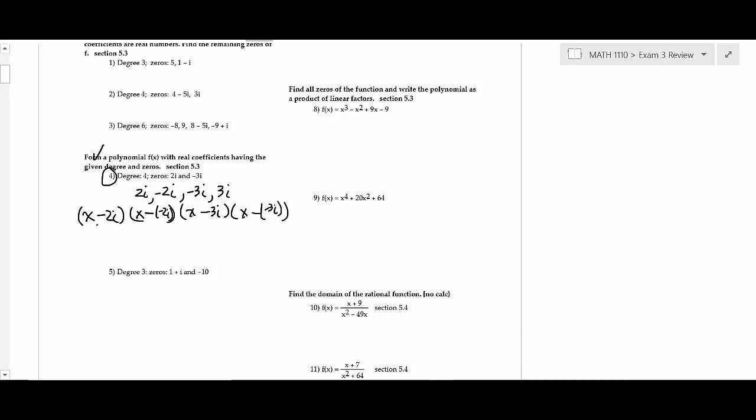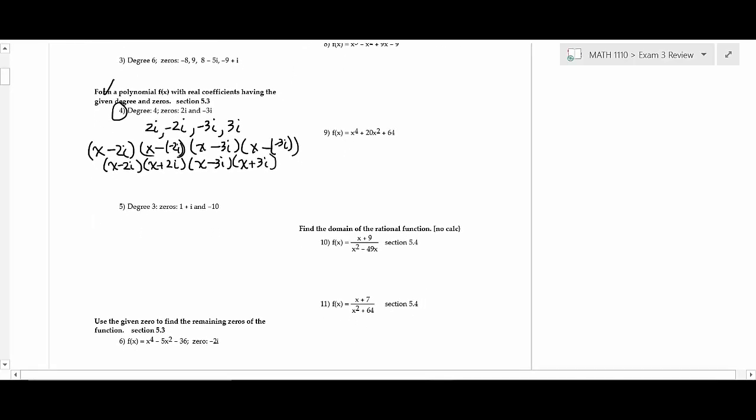So what I'm going to have is x minus 2i times x plus 2i, and then x minus 3i times x plus 3i. Now what I have you do on this, I want you to multiply this out. The problem that follows on number 5 is essentially the same kind of problem. This is a good exam type of situation because the arithmetic is not too heavy. It's just a standard problem.